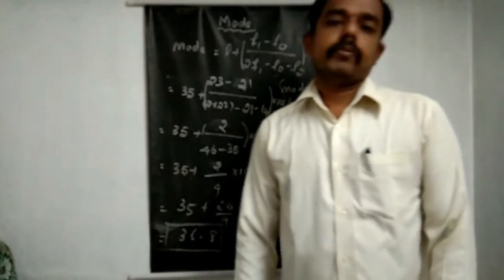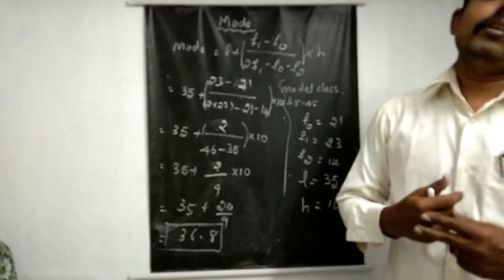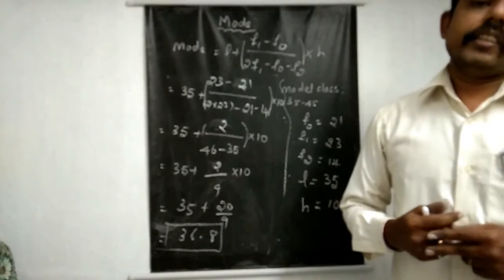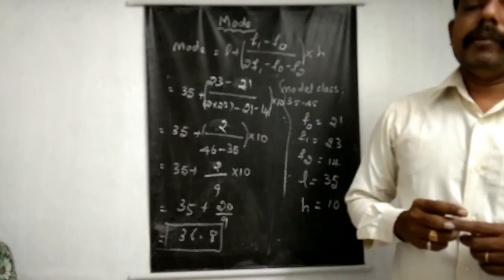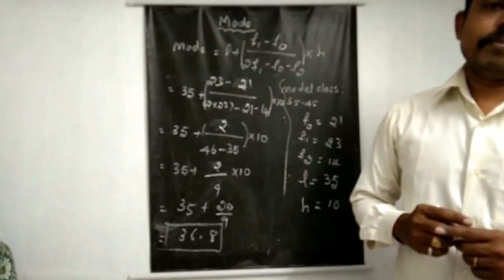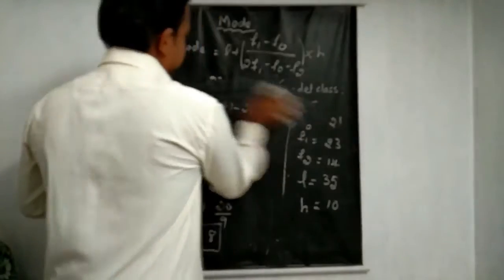But the question says to find the mean also. So you already know how to find the mean using this given table: summation Fi xi divided by summation Fi. Use this formula and compare the mean and mode values. Right. Next problem we are going to do.